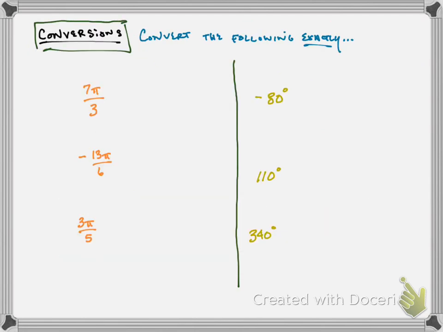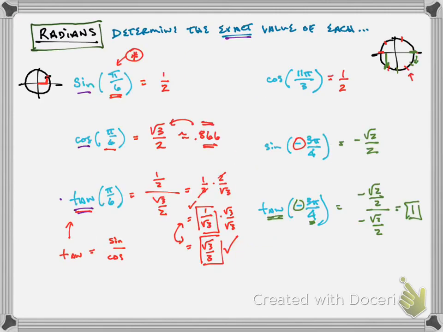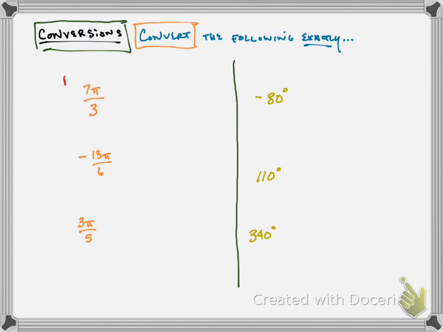Okay, next thing that I want to talk about is converting. So converting from one to another. Convert from radians to degrees. Convert from degrees to radians. If I want to convert from radians to degrees, I'm going to use a unit conversion. And that conversion in this case is going to be 180 divided by pi.